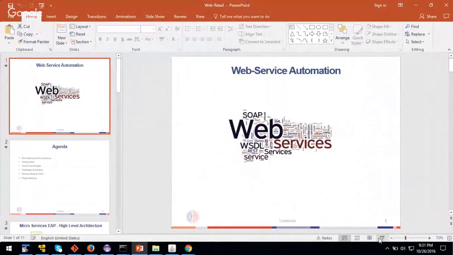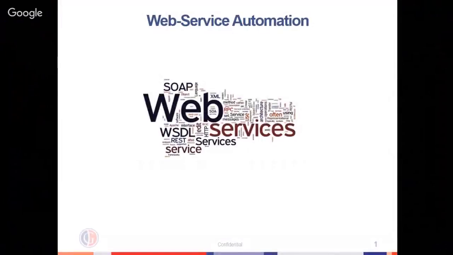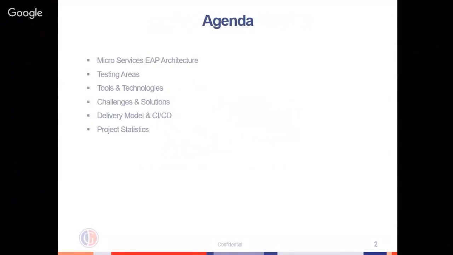Hello everyone. Today I am going to talk about web service test automation, and the list of topics that I am going to cover today are microservice enterprise application architecture, the areas of testing in web services, tools and technologies which we used, the challenges we faced and the solutions which we implemented, the delivery model and CI pipeline which we followed, and the project statistics of the recent project.